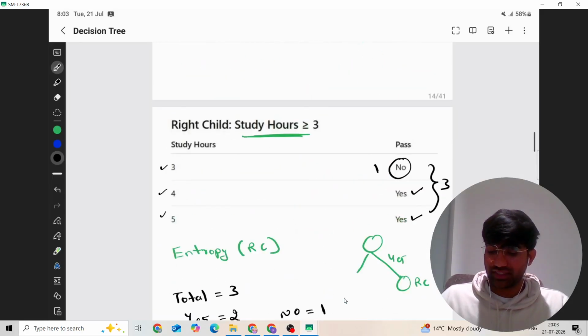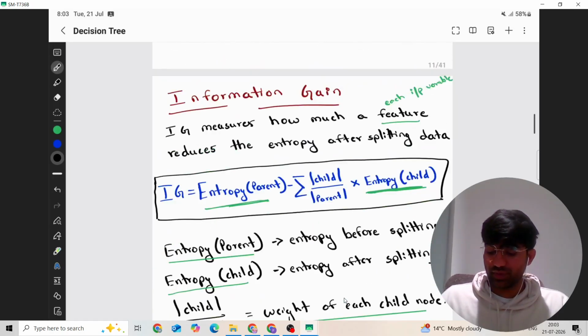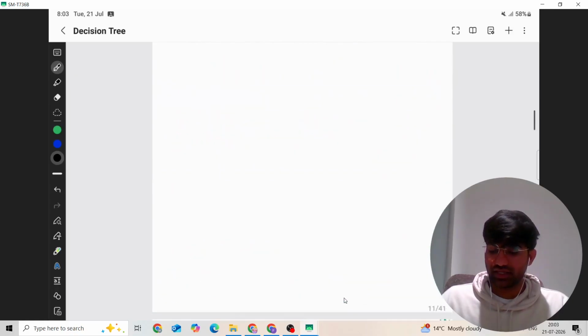This is the calculation. You can practice this calculation to have a better understanding. And remember these formulas: information gain and entropy.